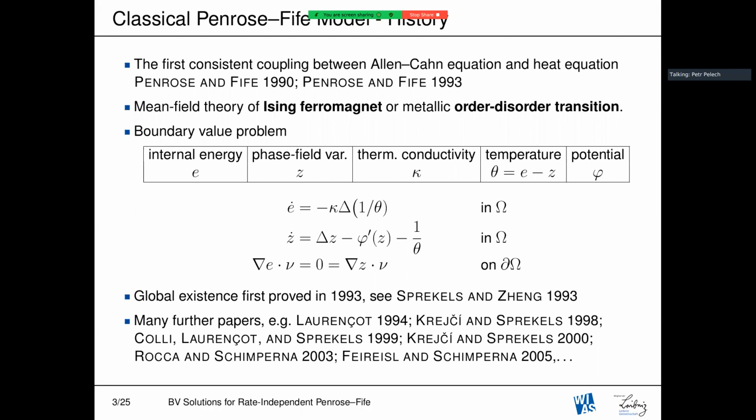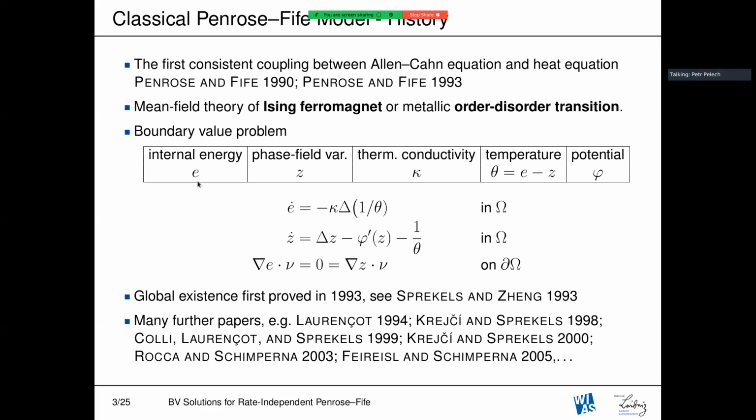So, classical Penrose-Fife model was the first consistent model which coupled Allen-Cahn equation for a phase field with thermal effects in a thermodynamically consistent way. So I was surprised that until the 90s this problem hadn't been solved. It may describe a mean field model of Ising ferromagnet or some metallic order-disorder transition.